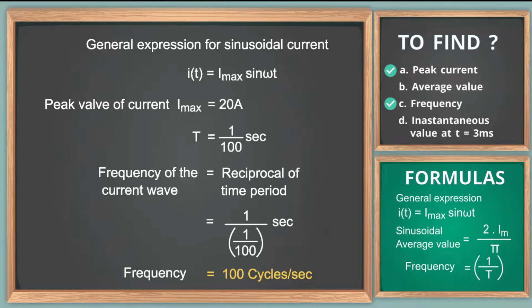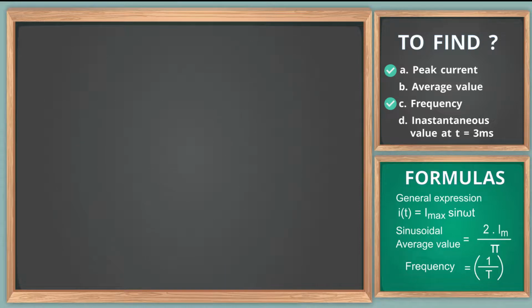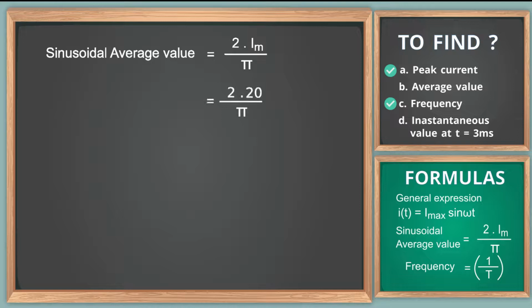Now for a sinusoidal alternating quantity, the average value is related to the maximum value by the expression: average value is equal to 2 times the maximum value divided by π. If I substitute the maximum value of 20 amperes, we get the average value is equal to 2 × 20 divided by π, that is equal to 12.732 amperes.